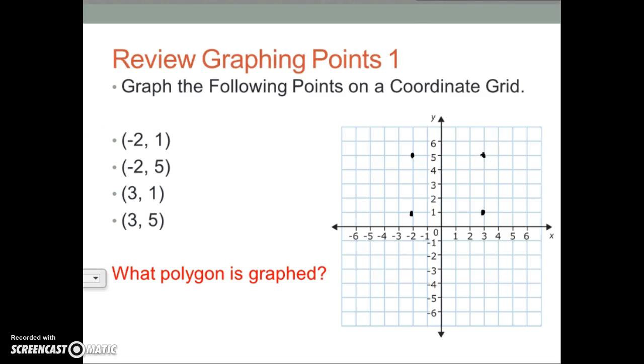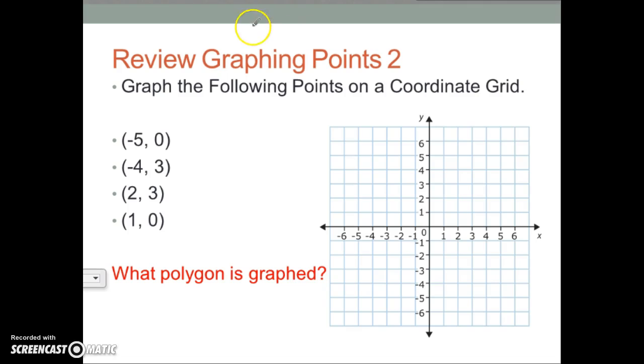So looking at this shape, it looks like a square, but to make sure that it is, we want to count that the lengths are the same. So from here to here, we have 1, 2, 3, 4. From here to here, we have 1, 2, 3, 4, 5. So it's not a square. This one is actually a rectangle. So this one forms a rectangle.